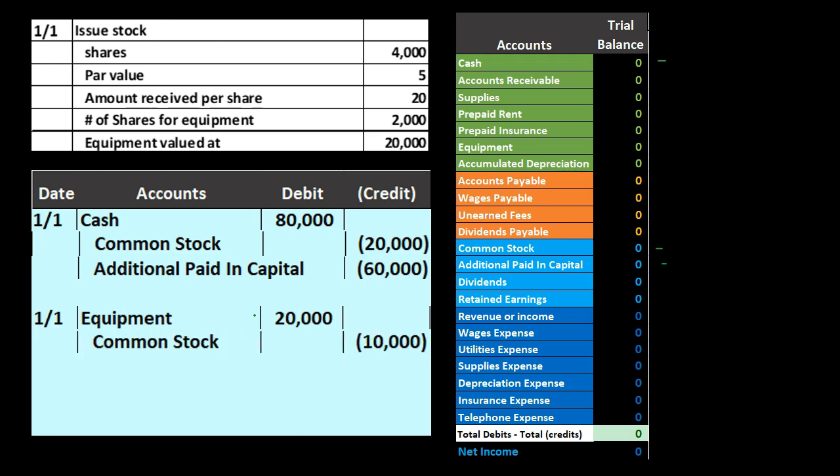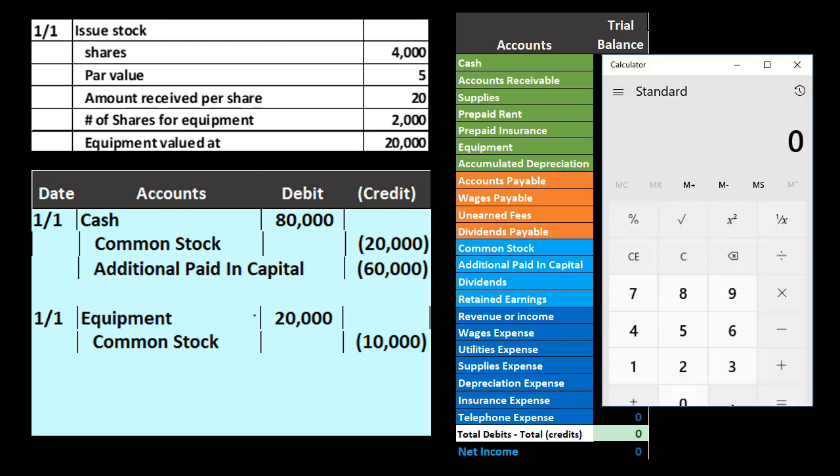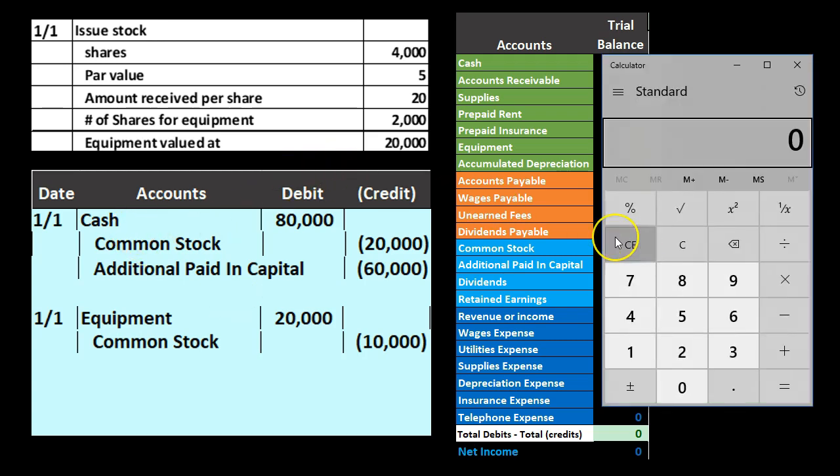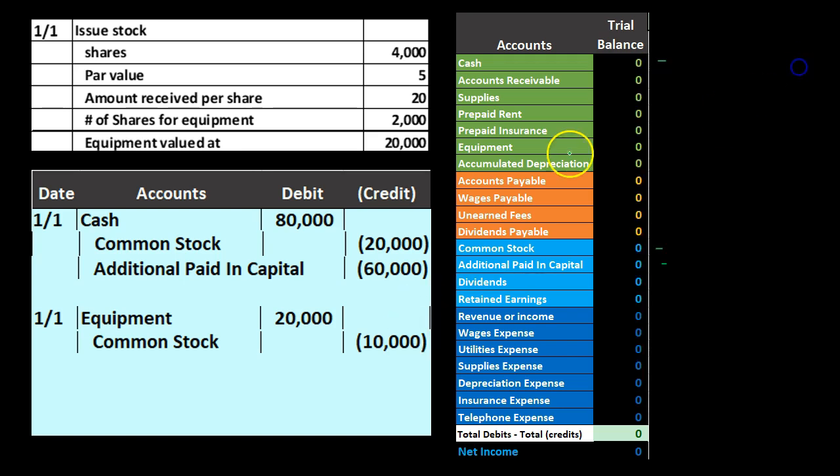So then we're going to say that the credit's going to go to common stock. And again, how do we get the common stock? Well, we're going to issue 2,000 shares, and it's $5 par. And that's going to give us our 10,000. And then we've got the difference. The 20 minus the 10 is another 10,000 that's going to go into additional paid-in capital.